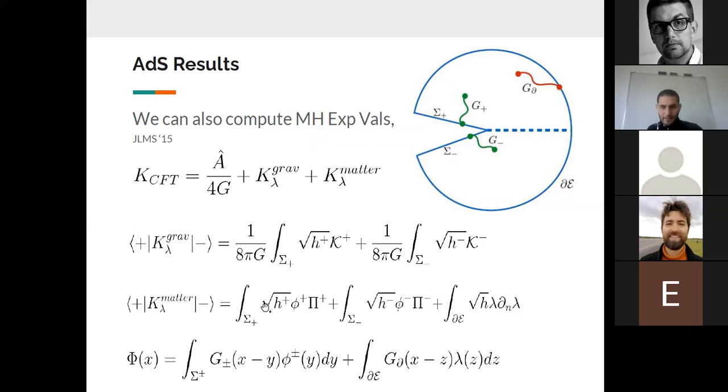And as for matter, we have a contribution coming from sigma plus, sigma minus, and also from this boundary, where this pi plus is the conjugate momentum to this region, the formal conjugate momentum with time in this angular variable, and this is the contribution coming from the excitation. This will be something that will always be present, and when lambda goes to 0, this contribution disappears.